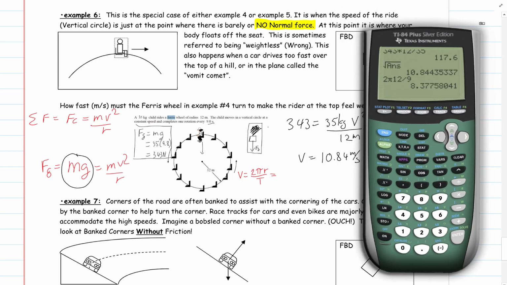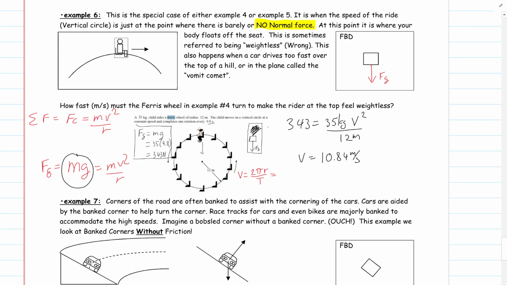So change his speed from 8.38 to 10.84. He is now lifting off the seat at the top. It's like, woo! He's going around and he's almost lifting off the seat. At that point, he's not touching the floor. At least he's not feeling the seat push up on him anymore. That normal force is now 0. And any faster, he's going to be lifting off. Cool stuff.